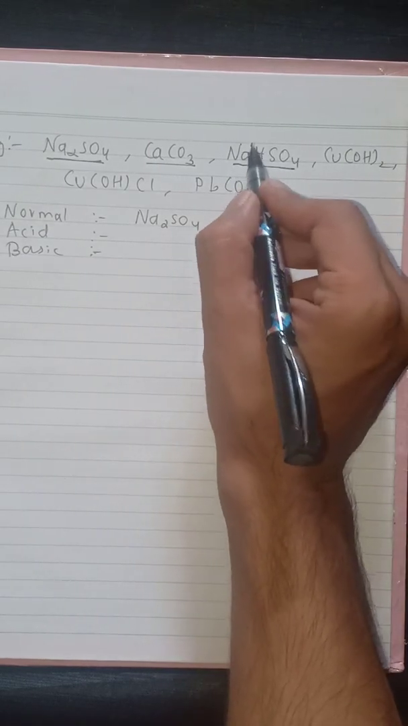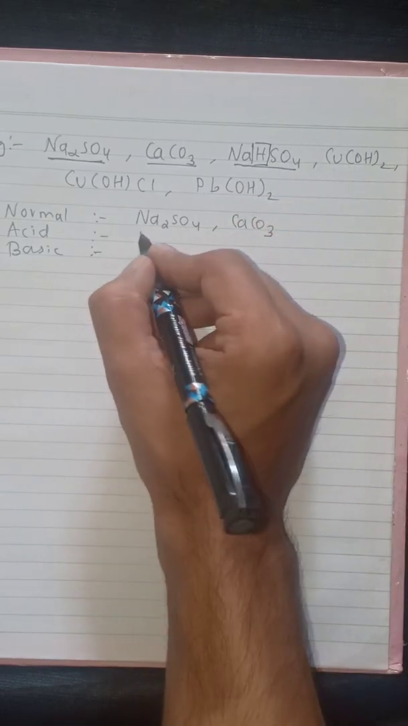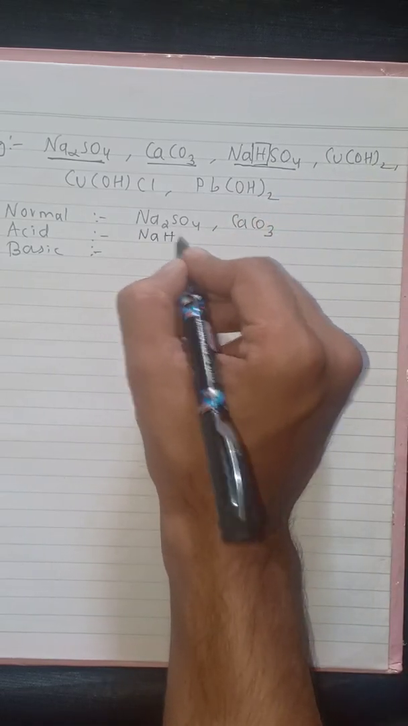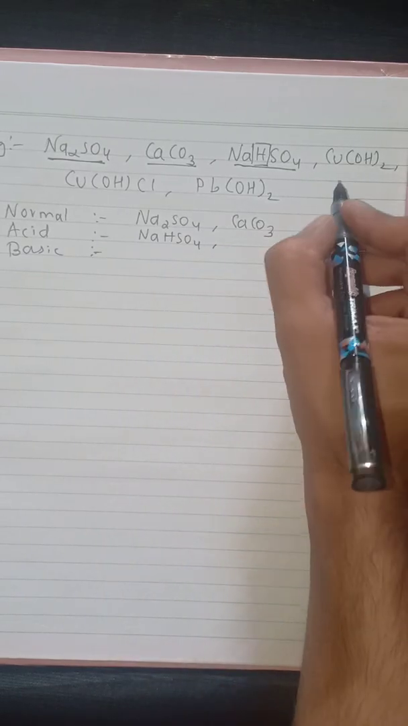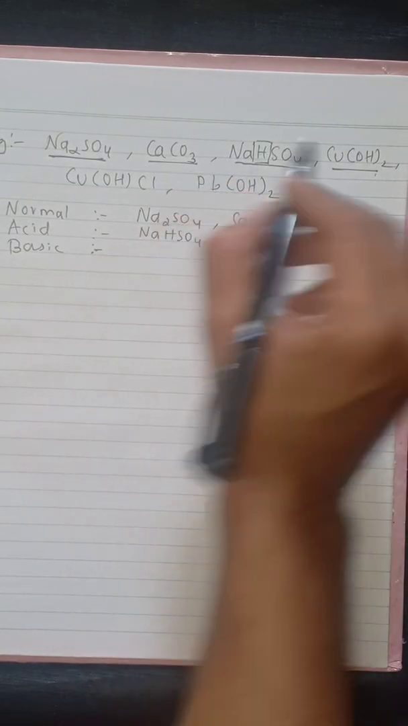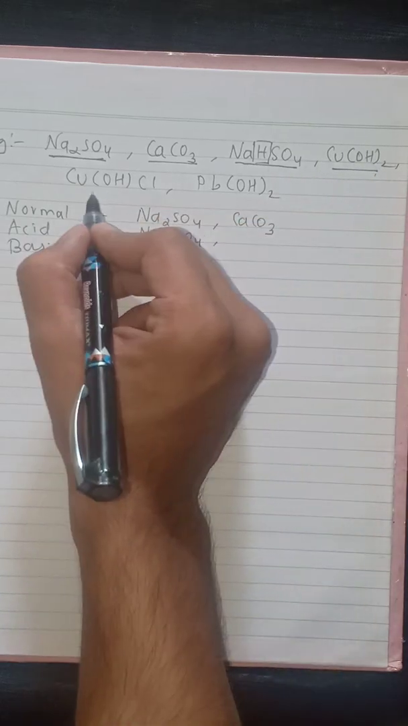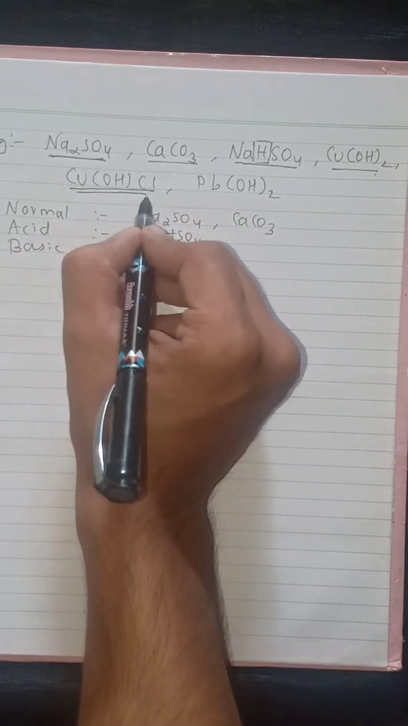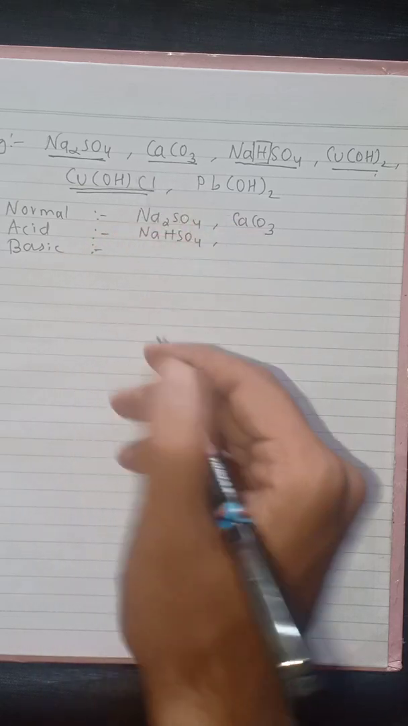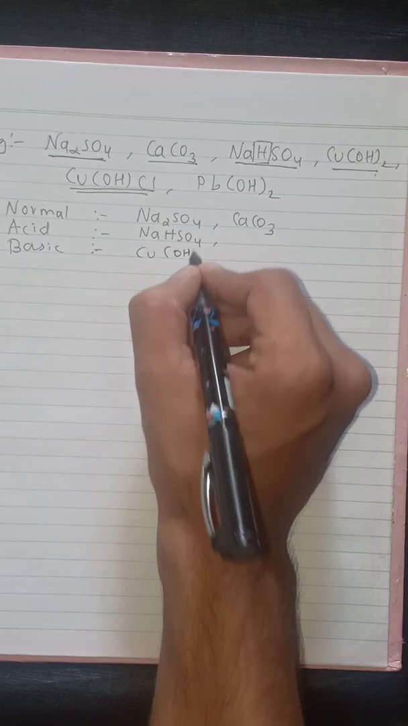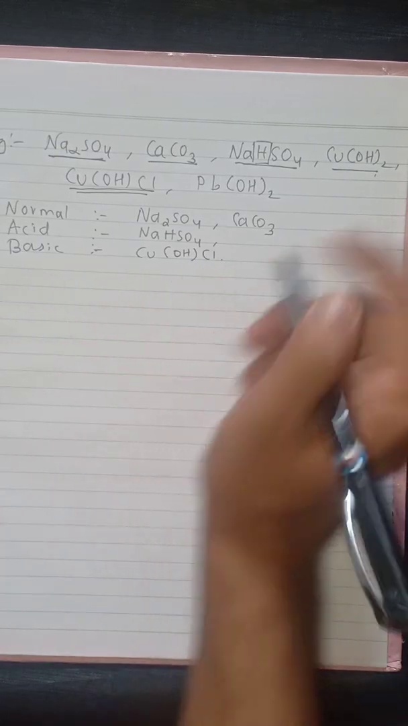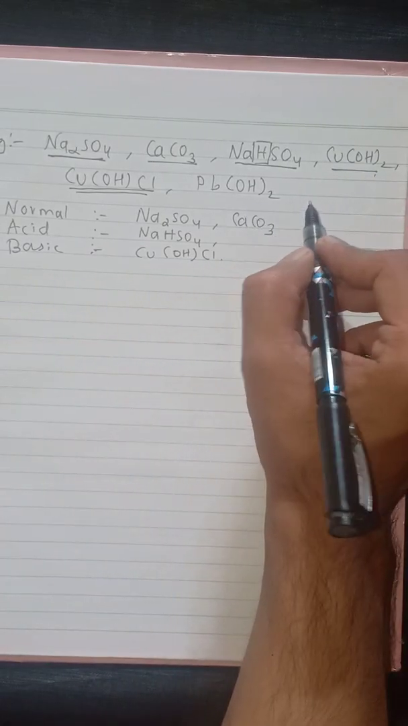If you notice there is a presence of H, so this is an acid salt. Okay, now copper hydroxide chloride. OH is present, so this is nothing but the basic salt. Now we are left with the two.